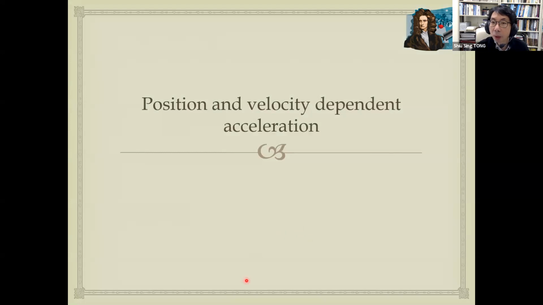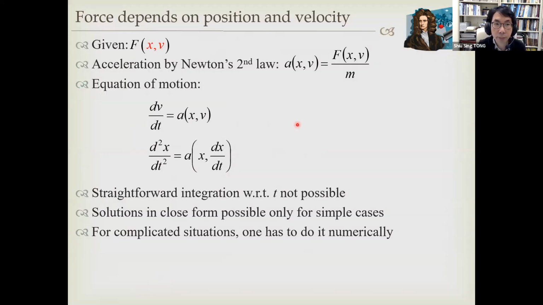Now we come to more difficult situations: position and velocity dependent acceleration. In this case, the force acting on the object is given as a function of the position x and the velocity v. The problem is that we don't know how x and v depend on time before solving the differential equation. But f is given as a function of x and v only, not in terms of time. So that means the equation cannot be integrated in a very straightforward manner.